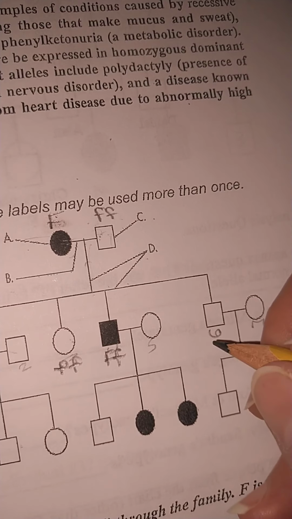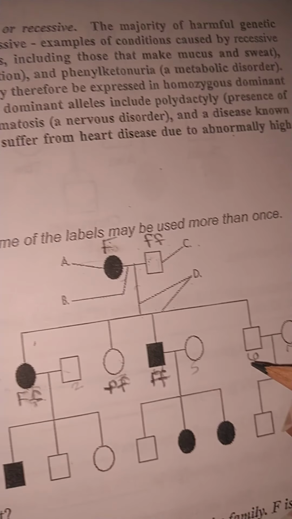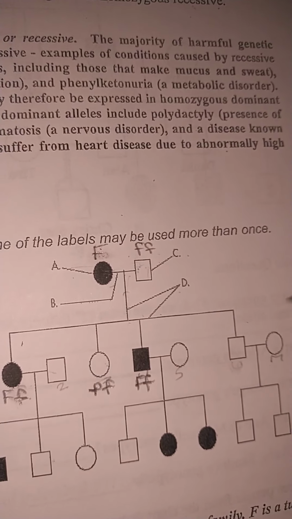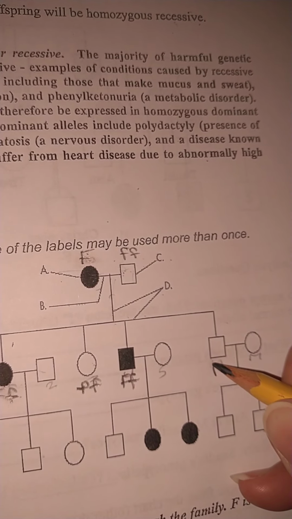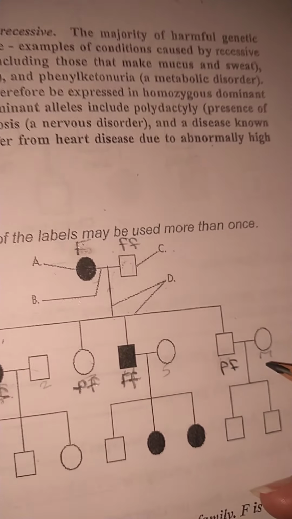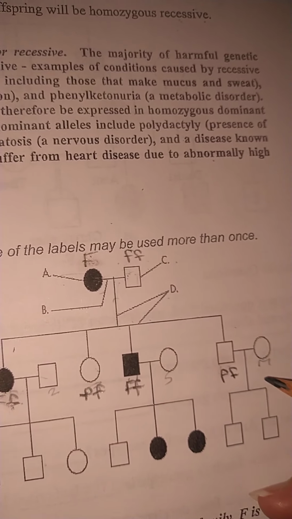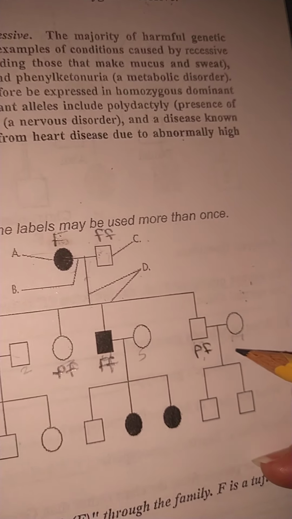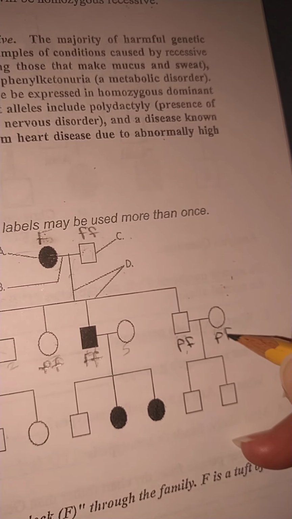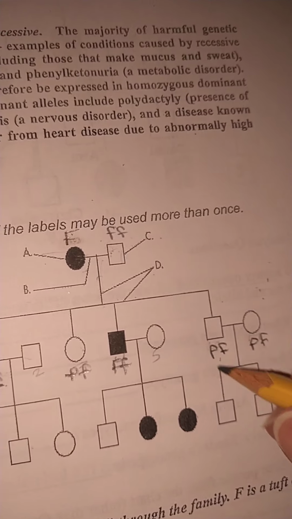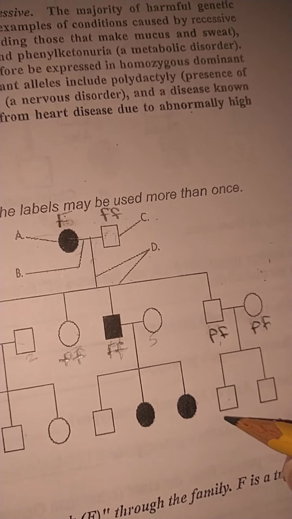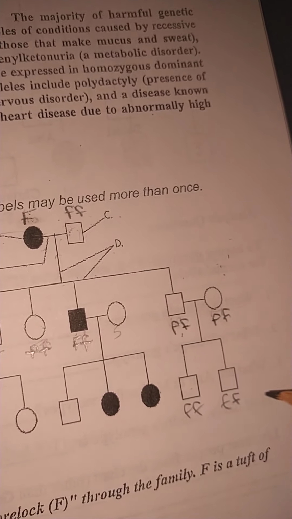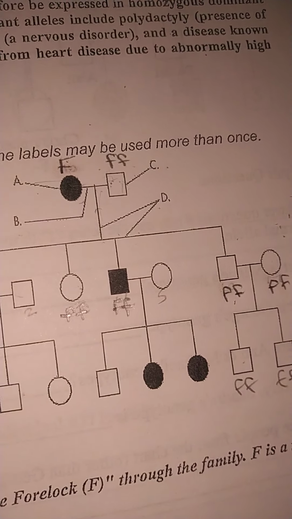And this child is not showing the trait. This is not showing the trait, so he has to be little f, little f. He's married to someone who is not showing the trait, so we can go ahead and fill this person in. This person is little f, little f. And of course, Dad can only give a little f, Mom can only give a little f. So little f from Mom, little f from Dad, little f from Mom, and little f from Dad. Those children had to be little f, little f's.